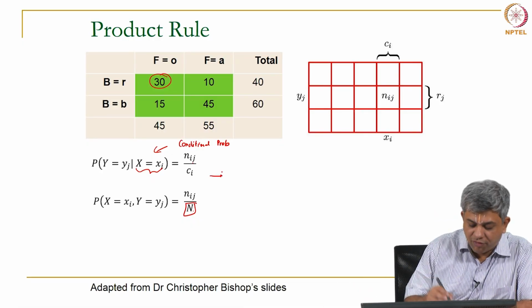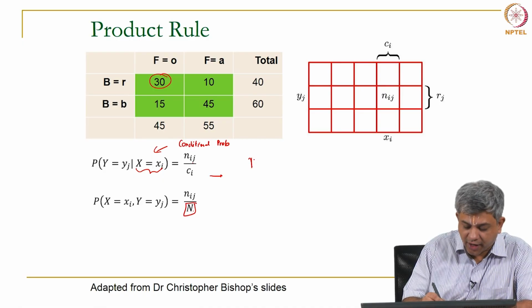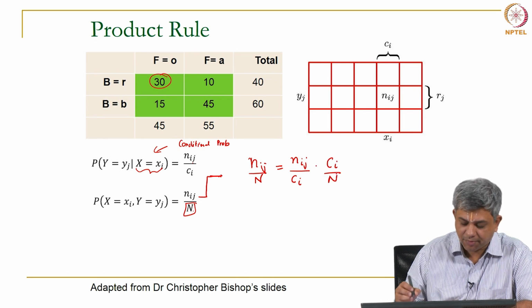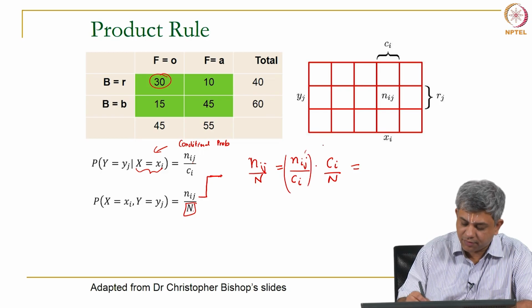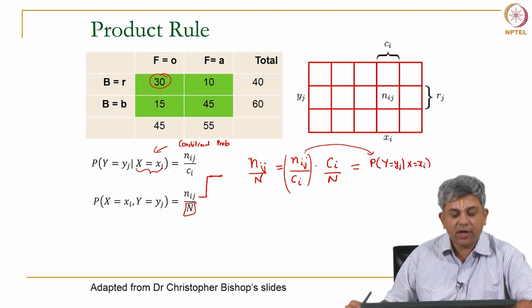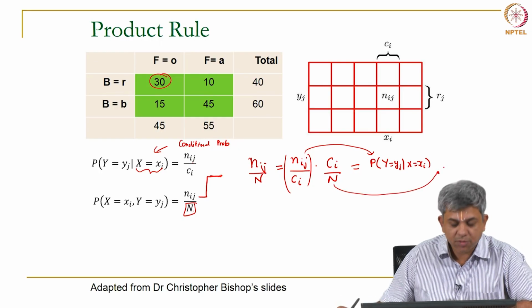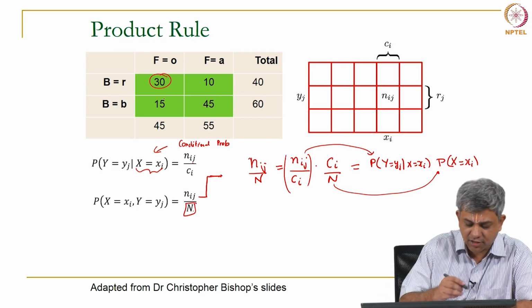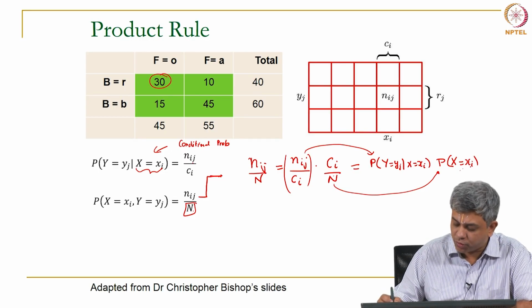Okay. So, now if we see this, we can therefore write, let us go from here, Nij by n is equal to Nij by Ci multiplied by Ci by n. Okay. Now, this part we have just seen is the conditional probability. This part here you might recall is nothing but the marginal probability, or another way to say it in this case would be the probability that the fruit is an orange.